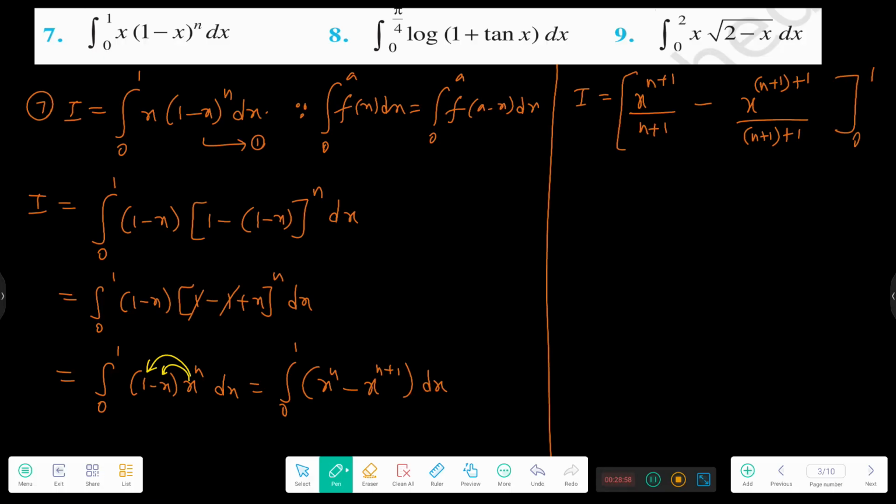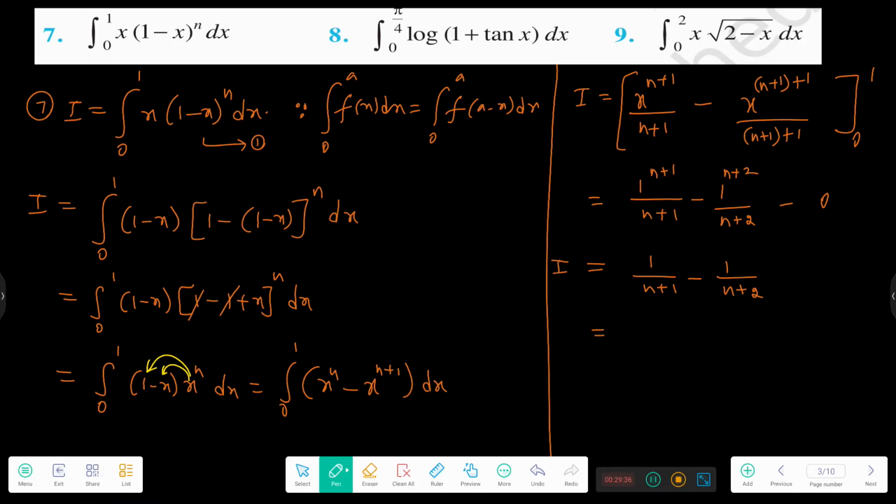Whole power, the limit 0 to 1. So first you apply the 1, what I am getting? 1 power n plus 1 divided by n plus 1 minus, instead of x, 1, 1 power n plus 2 divided by n plus 2. This is the upper limit, minus the lower limit. 0 by anything is 0, so you leave it. 1 power anything is 1, so 1 divided by n plus 1 minus 1 divided by n plus 2. So you can stop here or you can simplify this.